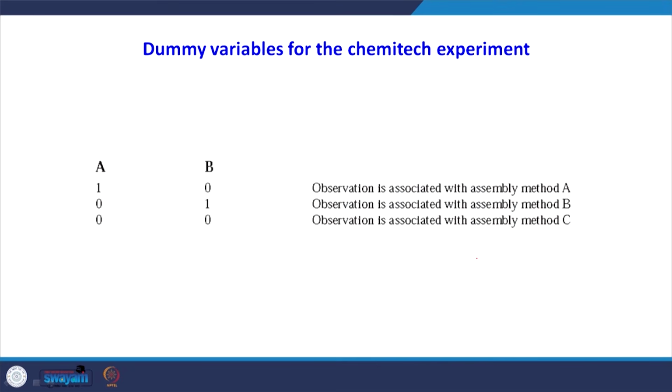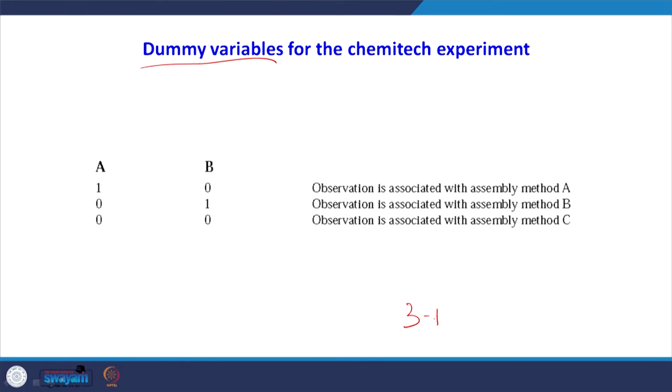Now, the result that I have got in the previous slide, I am going to get with the help of regression analysis. In the regression analysis, I am going to use the concept of dummy variables, because there are 3 assembly methods. Generally 3 minus 1 number of dummy variables is required.